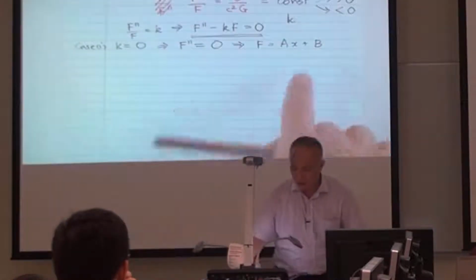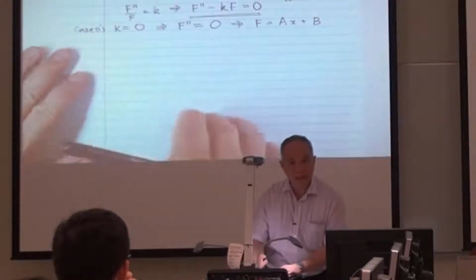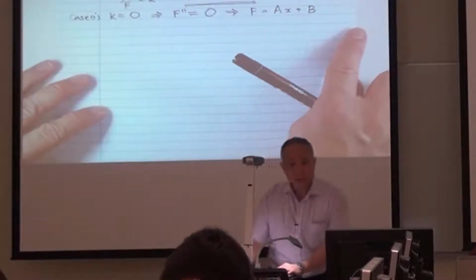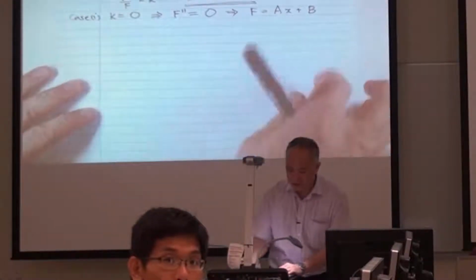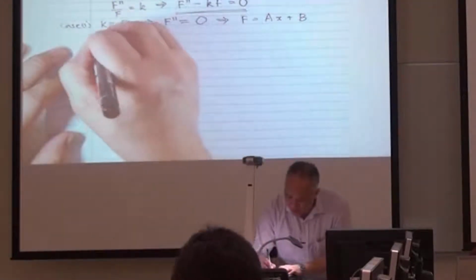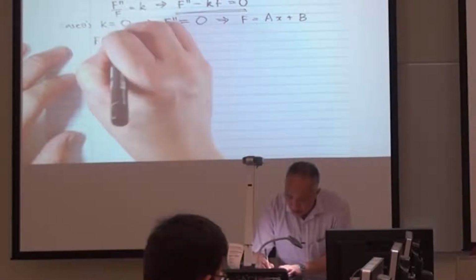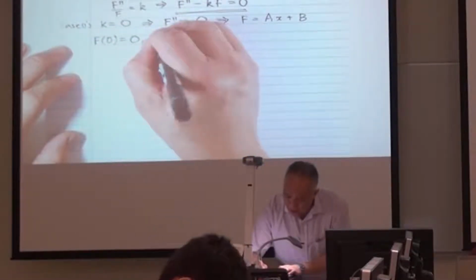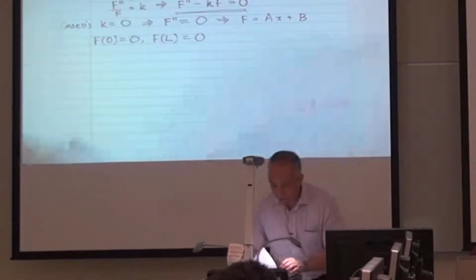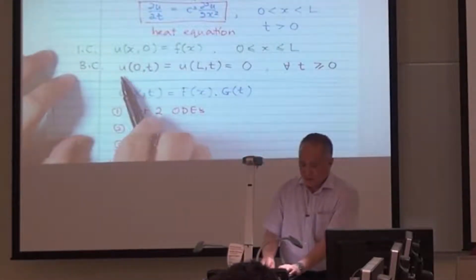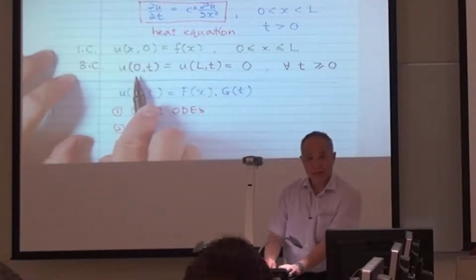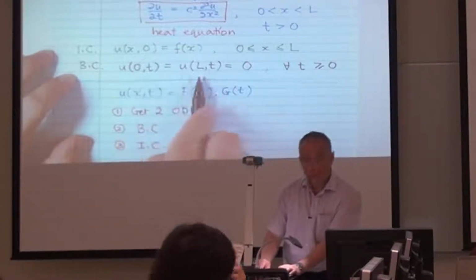So I'm going through the cases, but applying the boundary conditions now. What are the boundary conditions? F at 0 equals 0. F at L equals 0. Why are these the boundary conditions? If you look at this, this is my boundary condition, right? This happens when s is equal to 0 and s is equal to L.